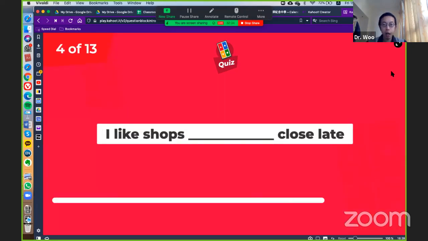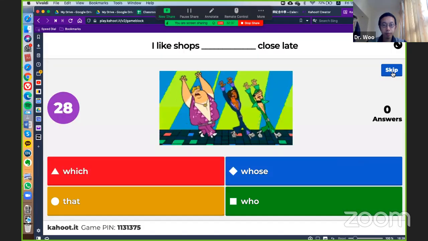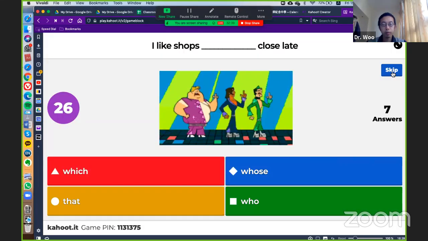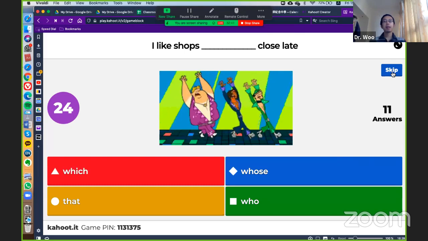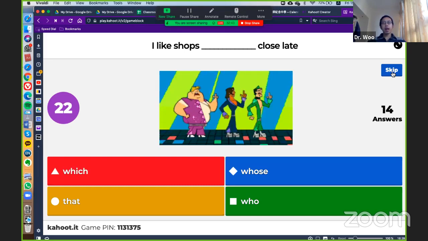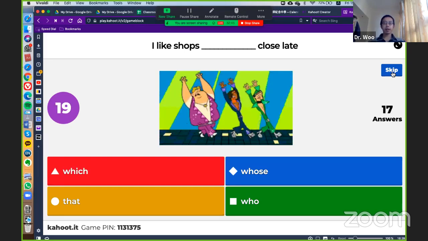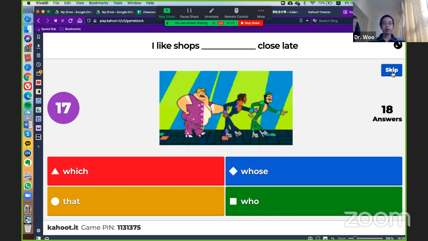I like shops. There's no full stop at the end of this sentence. I need to revise.